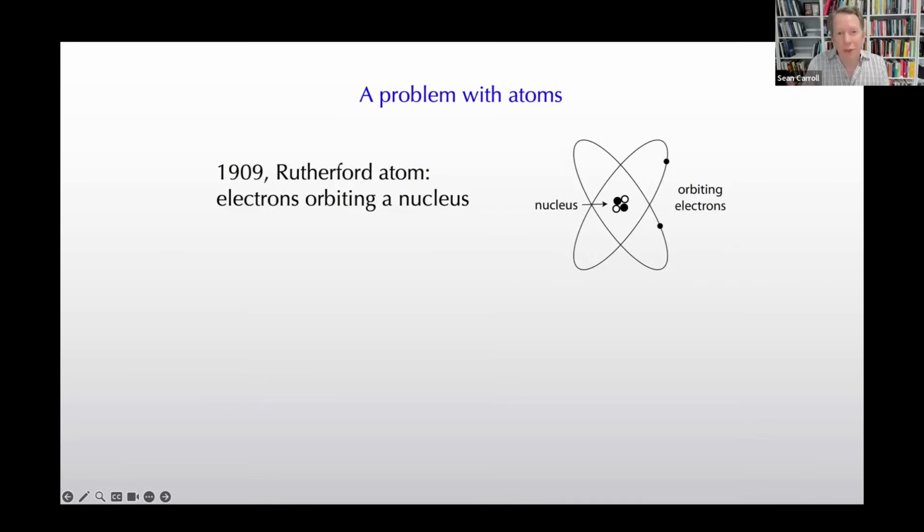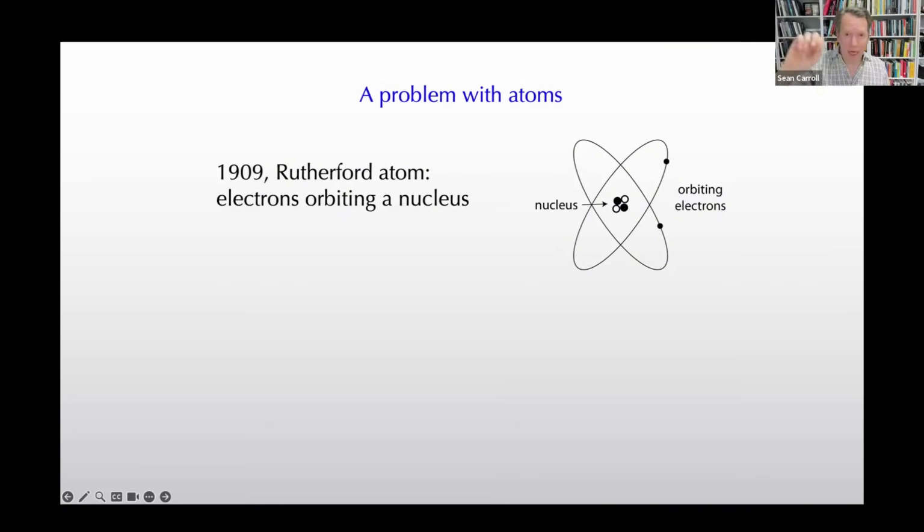This is a beautiful thing. It kind of resembles the solar system a little bit. It's easy to picture. It makes some predictions that do okay, some others that don't do so well. It makes one prediction that does really, really, really badly. Because if you have an electron, that's a charged particle. A charged particle moving in a circle will give off electromagnetic radiation, right?